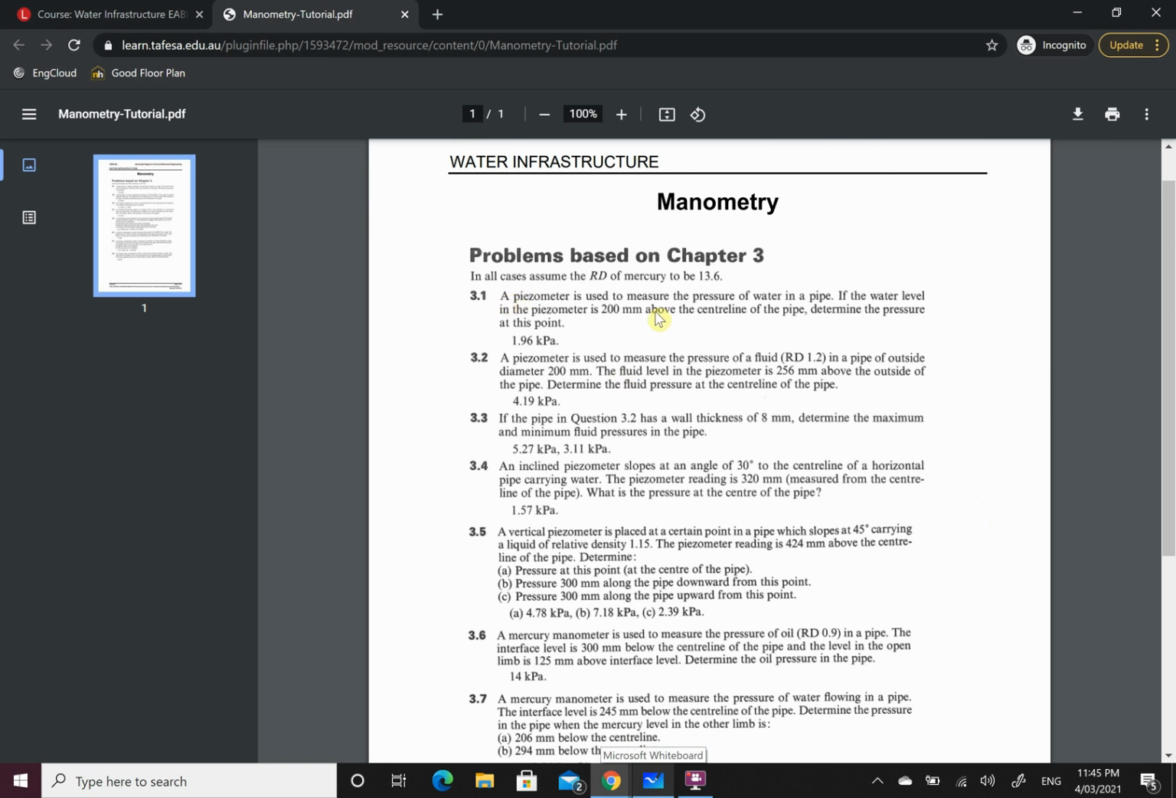So a piezometer is used to measure the pressure in a water pipe. If the water level in the piezometer is 200 ml above the center line of the pipe, determine the pressure at this point. Got the answers in here. We're going to go through the calcs now.